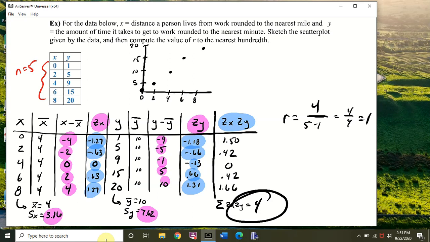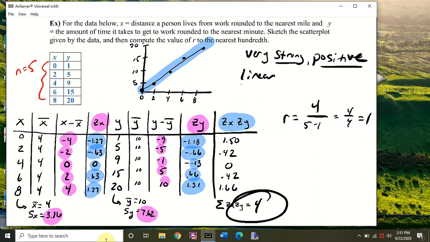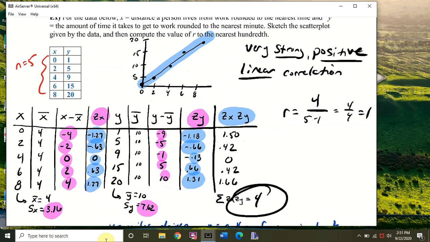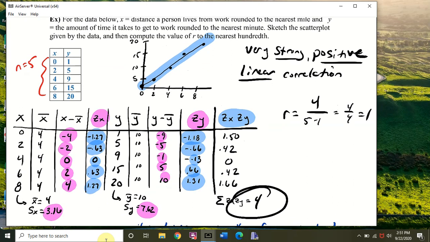And look, it's not going to be a perfect straight line, but it's pretty darn close, which is why we got it. And notice it's going up and to the right. So we have a very strong, positive, linear correlation here. And again, the only reason this worked out to 1 is because I did a little bit of rounding here. It's not exactly a perfect line, okay, but it's pretty darn close, which is why we got the value we did. And so to describe the relationship, we say a very strong positive linear correlation.